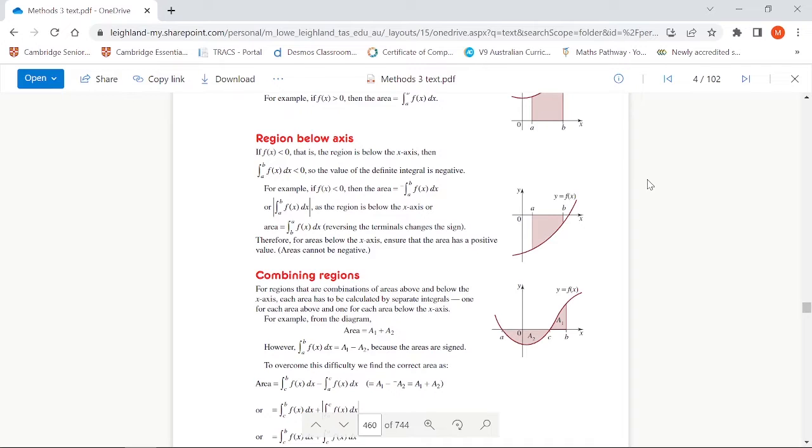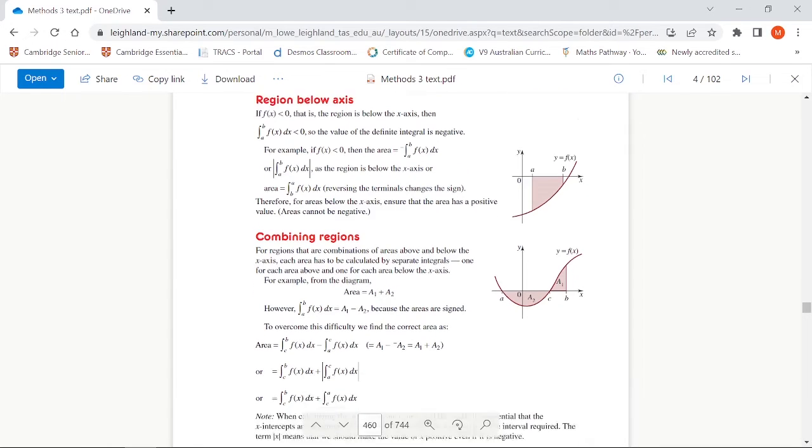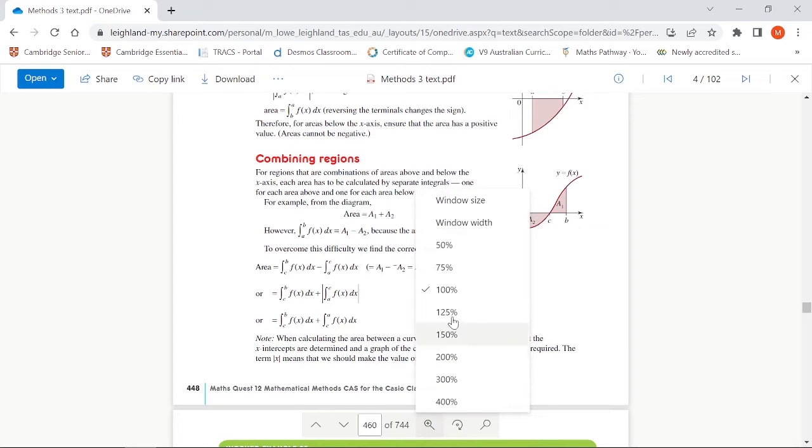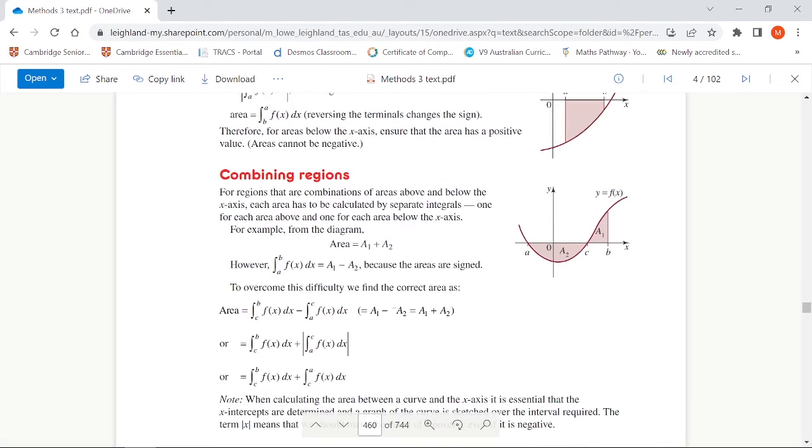So if you're asked to find the area, all it's done is given you in words, find the area bounded by the curve and the x-axis from this value to this value. You need to be sure you know whether there are any points where the curve crosses the x-axis, so that you need to then split the integrals accordingly. Okay, so for this particular one here, you can see there's a couple of options there, so I'll just make that a little bigger.